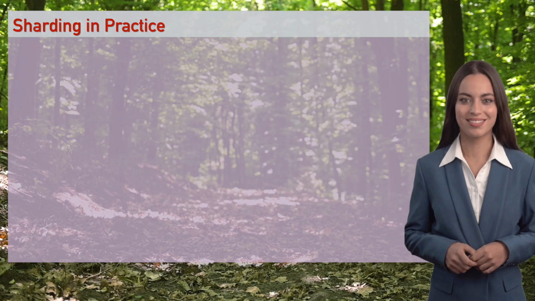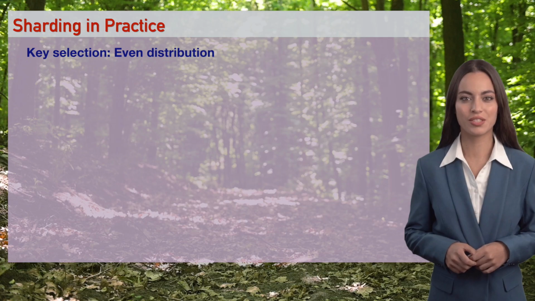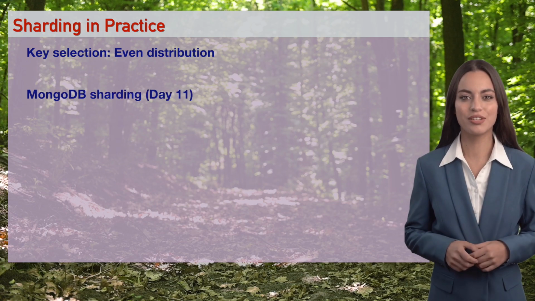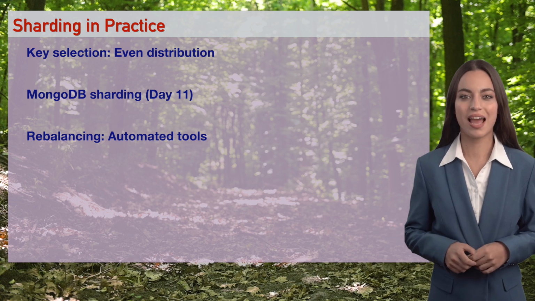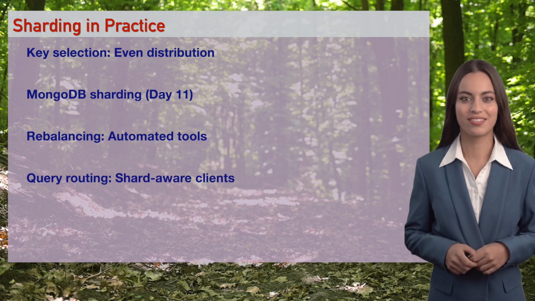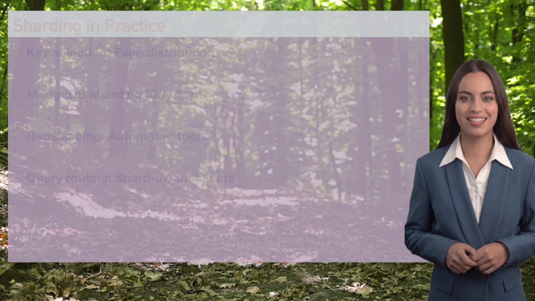Sharding in practice. Select shard keys for even data distribution, avoiding hotspots. In Day 11 MongoDB, use built-in sharding with config servers. Automate rebalancing to adjust for growth. Employ shard-aware clients or routers to direct queries correctly.